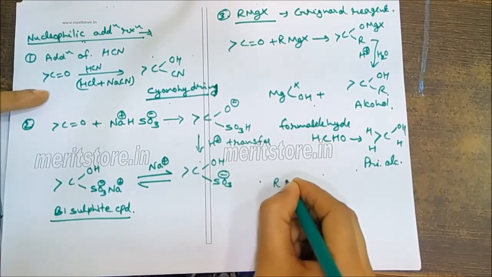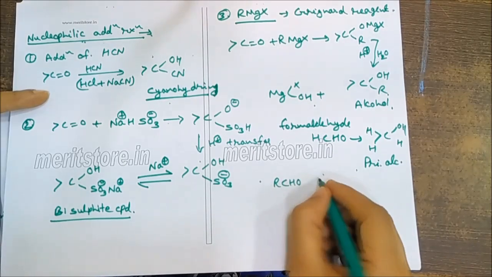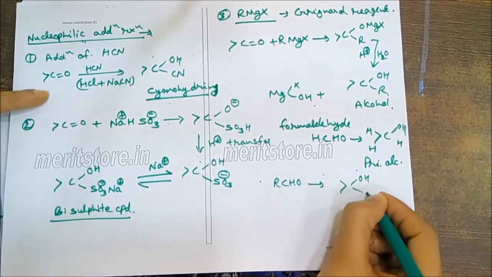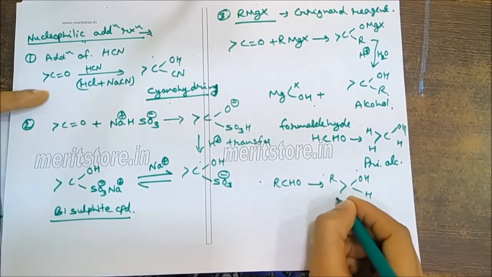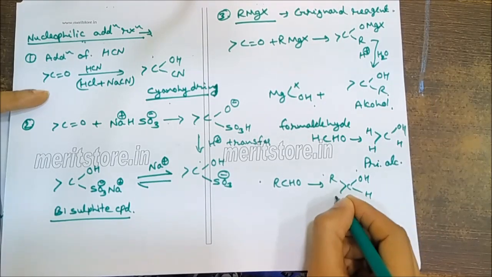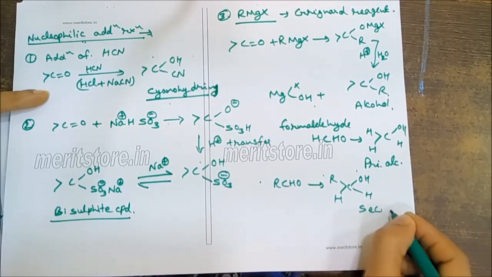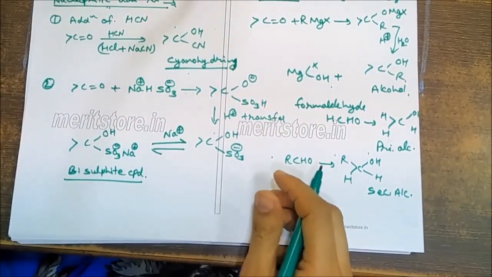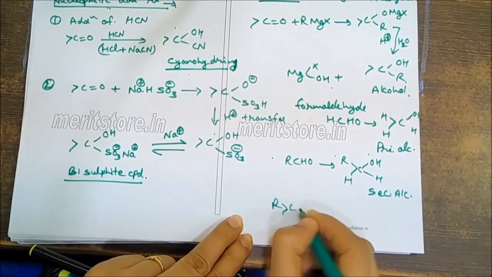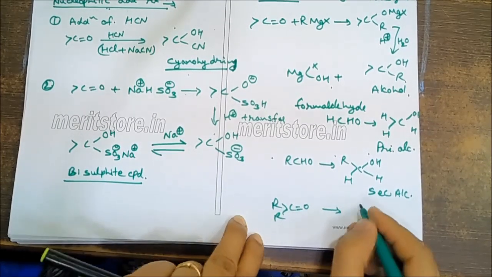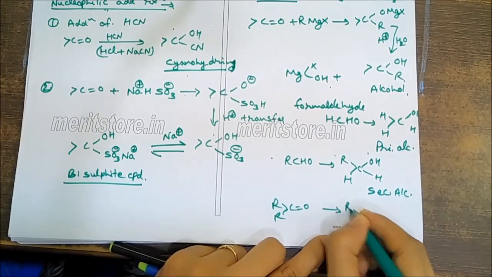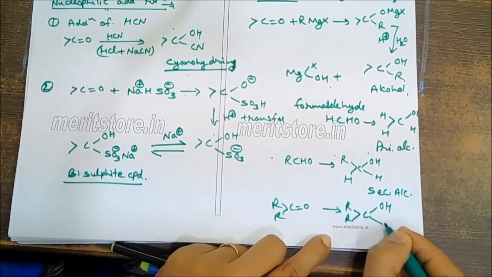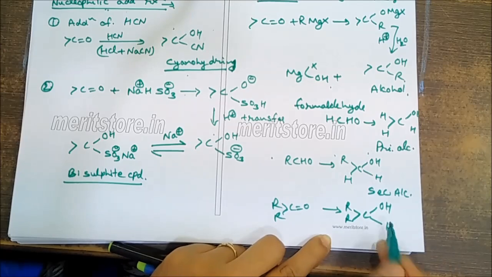and other aldehydes will give secondary alcohol. This is our secondary alcohol, and ketones will give tertiary alcohol because two alkyl groups are attached already and one carbon, so it is tertiary alcohol.